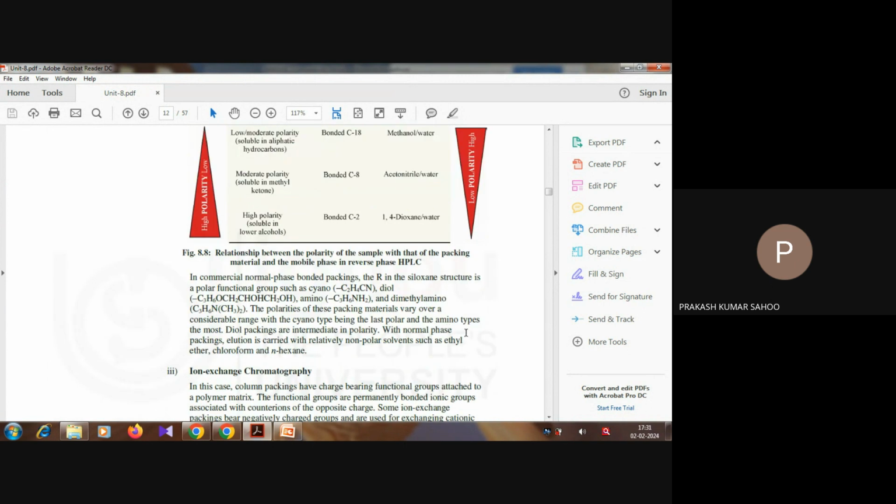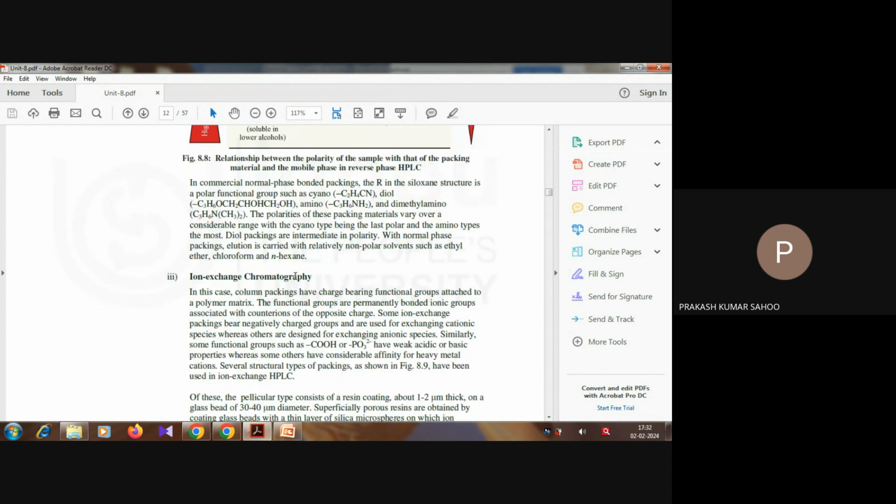In commercial normal phase bonded packaging, the R in the siloxane structure is a polar functional group such as cyano. So just read out these things. What are the different types of functional groups generally used in your siloxane?